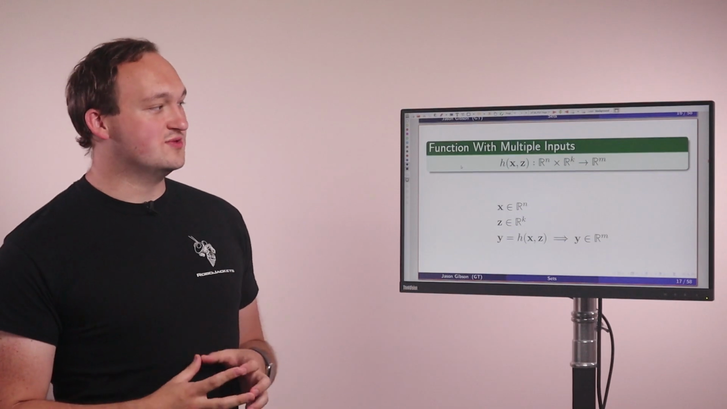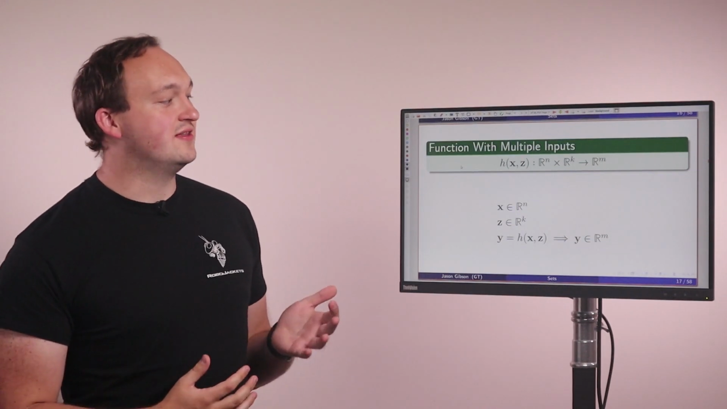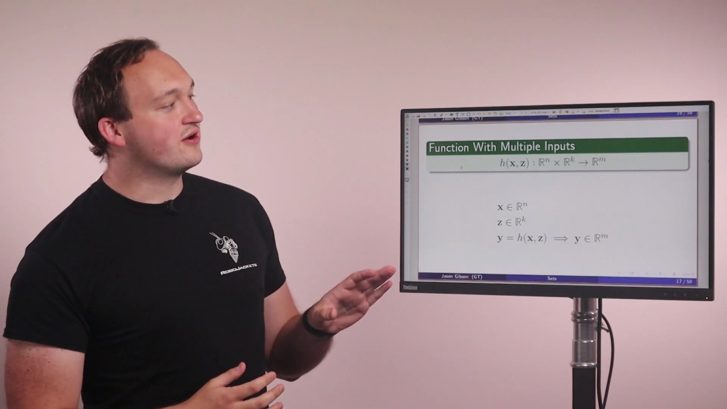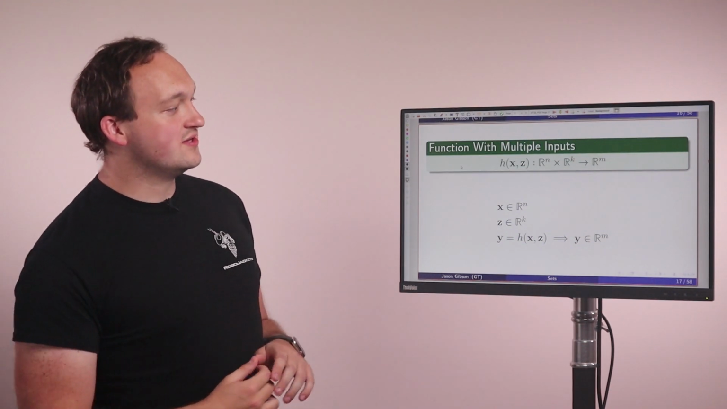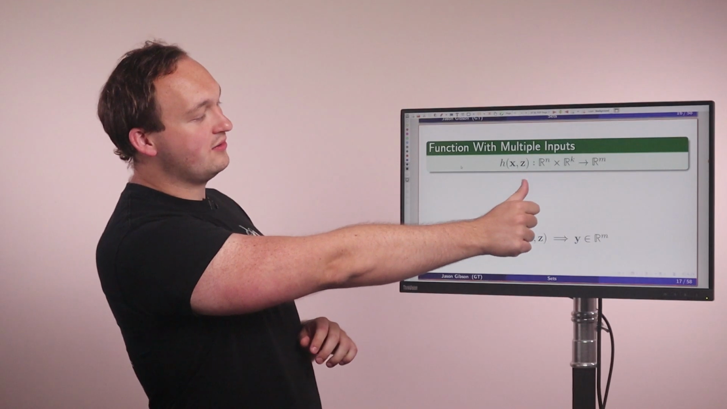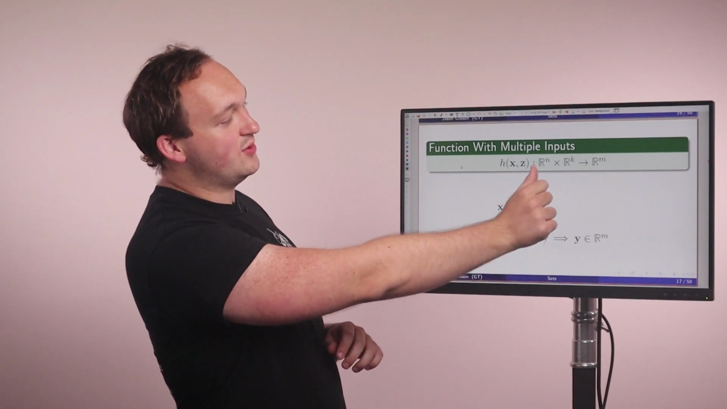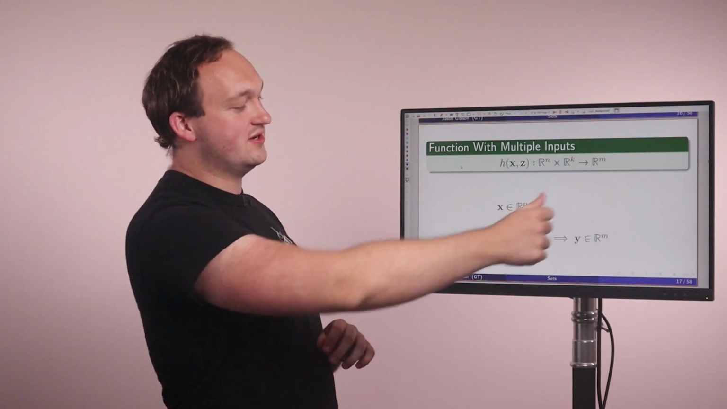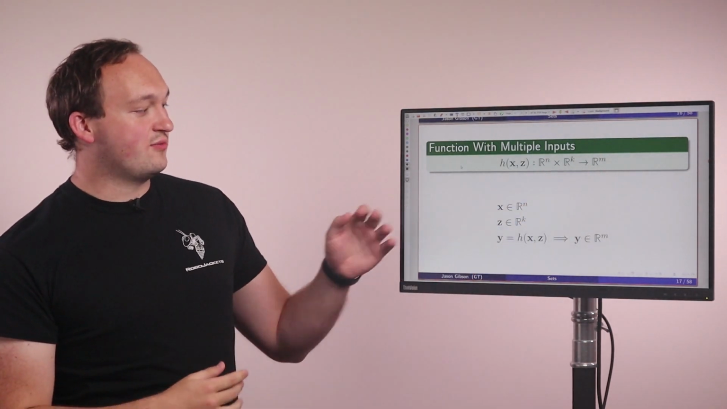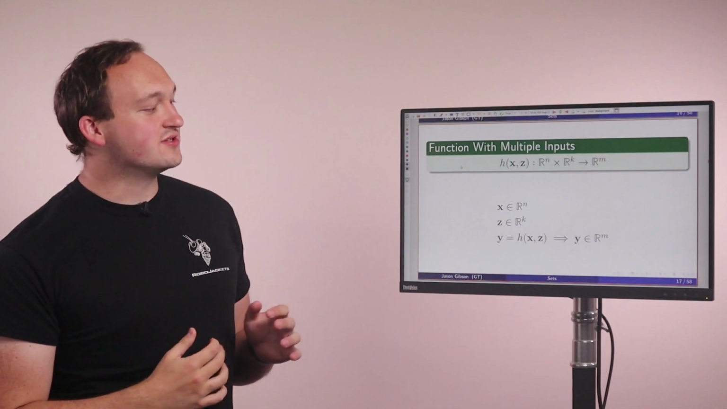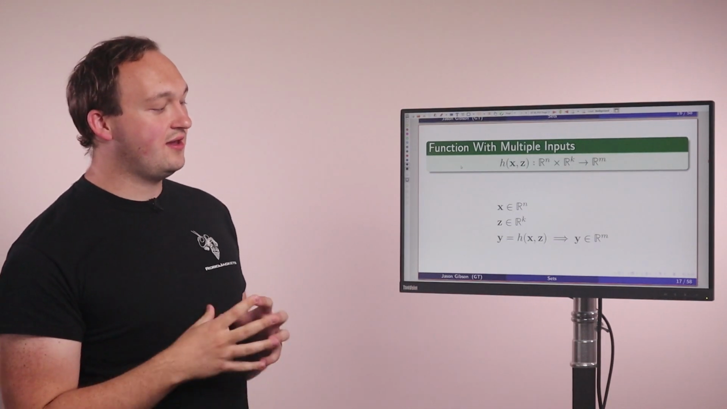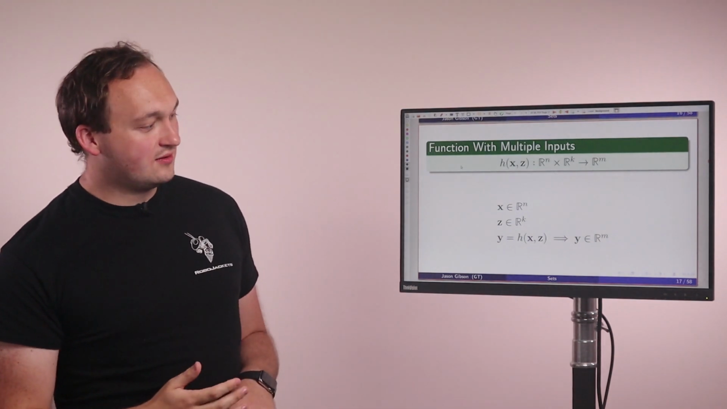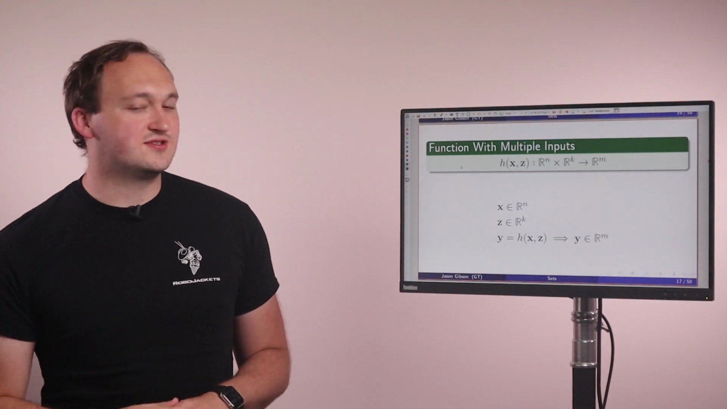So you can also have functions with multiple inputs, and you get notation that looks like this. You have some function h, which is a mapping from Rn, Rk to Rm. So you put in your two variables here, you have your colon, and then you have whatever one vector is cross the other vector, outputs another vector. So you can see here we have the same thing at the bottom. If x belongs to Rn and z belongs to Rk, we take y is equal to h of x comma z. That implies that y belongs to Rm.